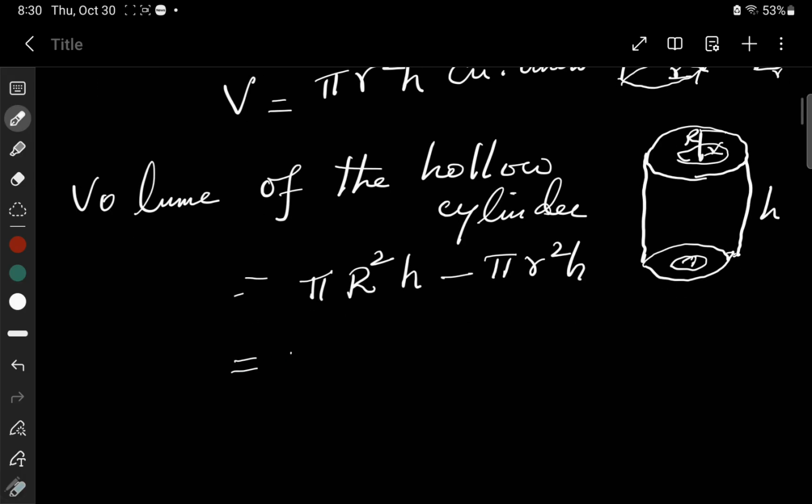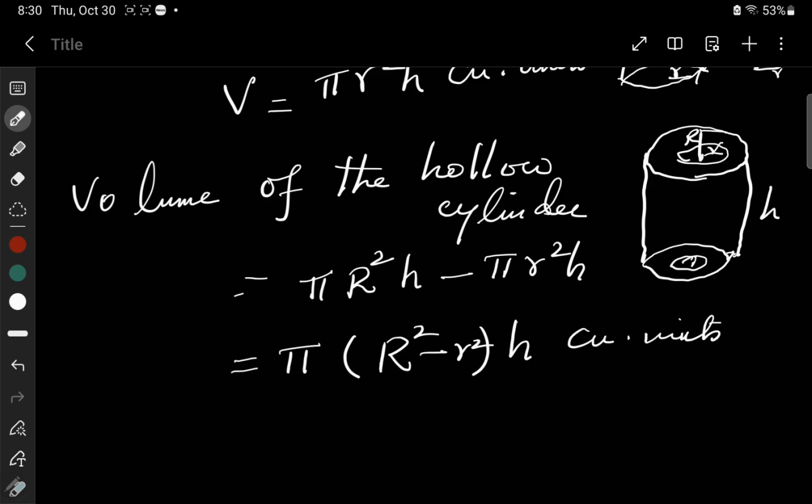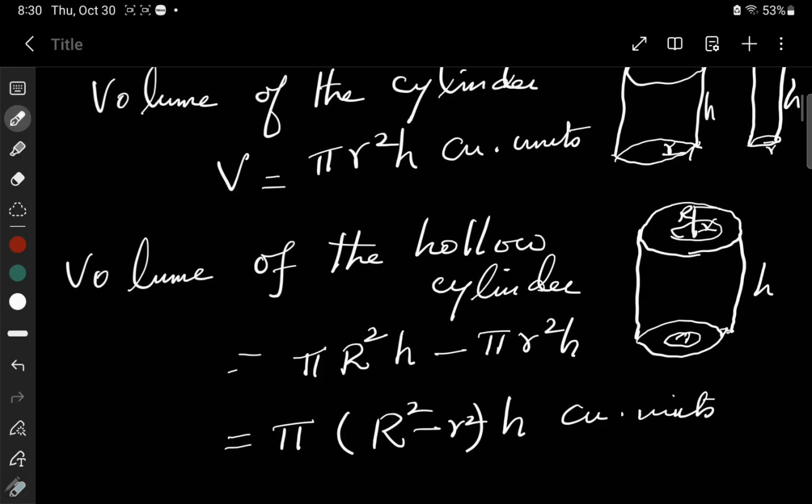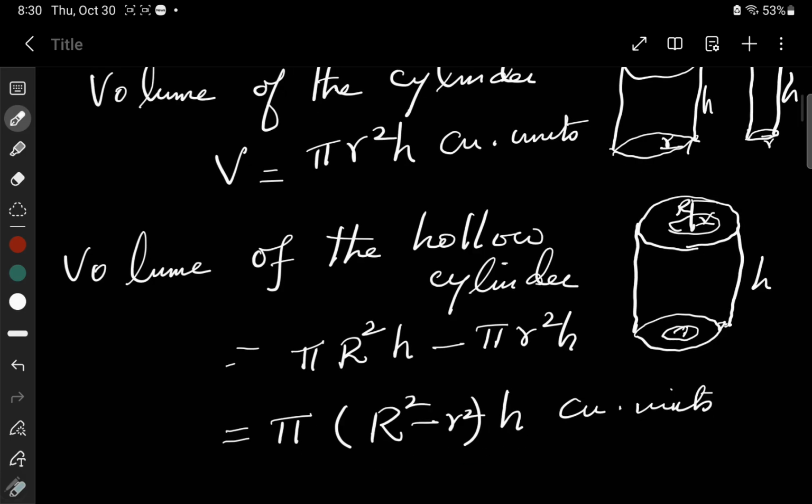Take pi as common and h also common. So inside the bracket you will get capital R squared minus small r squared, times h: pi into (R squared minus r squared) h. Again this is cubic units, since when you take volume you will get 3 units. So only 2 formulas you are going to use in this volume part. The volume of the cylinder is pi r squared h. The volume of the hollow cylinder is pi into (capital R squared minus small r squared) h cubic units.